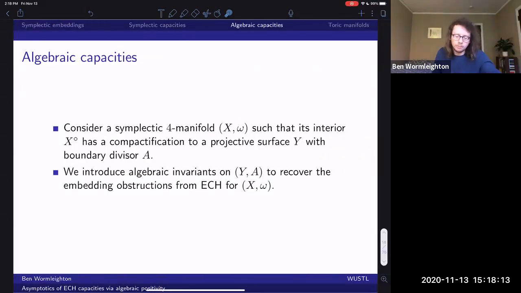Okay, so the motivation for algebraic capacities, these analogs to symplectic capacities, is the following setup. Suppose we have a four manifold (X, omega) whose interior can be alternatively compactified up to an algebraic surface, to a projective surface, with a boundary divisor. In other words, the stuff that you've had to add in to make it compact, call that A. We'll then introduce some algebraic invariants on this pair, the surface Y with this boundary divisor A, to recover the embedding obstructions, those ECH obstructions for (X, omega).